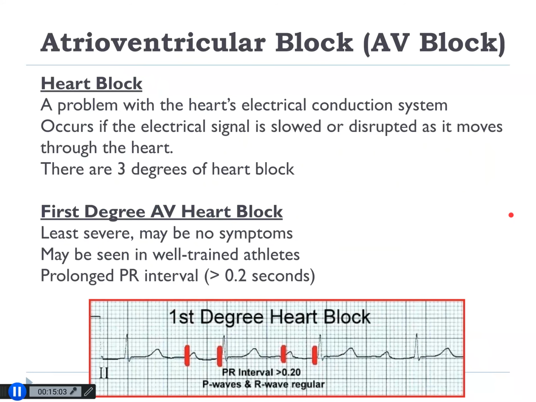Okay, so atrioventricular block, or AV block, often known as a heart block. There's a lot of different kinds of heart block, so it's kind of a general term, but basically it just means that there's a portion of the conduction system that is slowing or disrupting the normal conduction through the heart. So there's 3 degrees. First degree is the least severe, and it's often no symptoms, and it can be seen in well-trained athletes, and it typically comes along with a prolonged PR interval, so greater than 0.2 seconds.